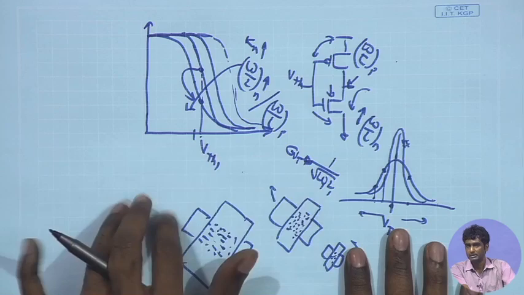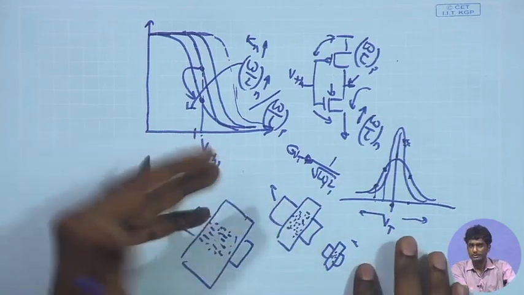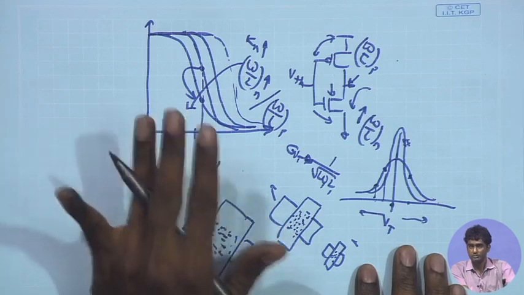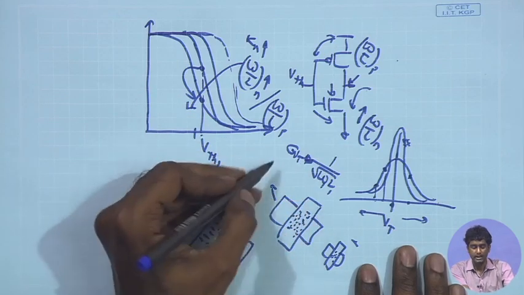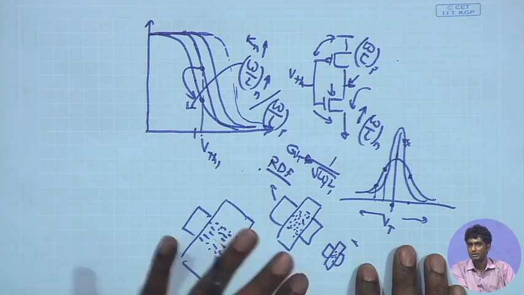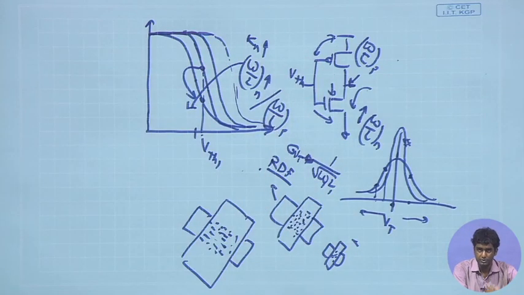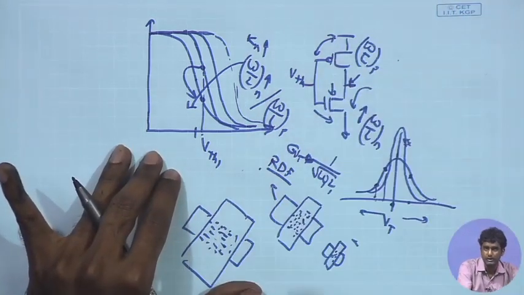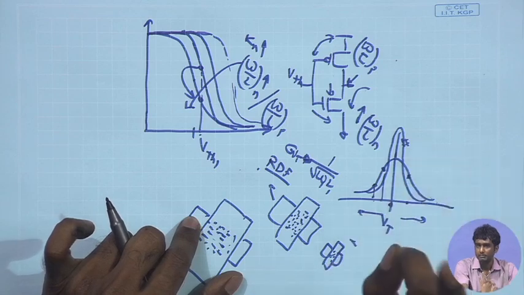This can be analytically derived also from the MOSFET threshold voltage equation. If I assume a certain dependence of the threshold voltage on the dopant, random dopant fluctuation or RDF is one of the major contributors to this threshold voltage mismatch or variation from device to device. And if I keep this information in mind from a circuit point of view, it can be very important, because if I increase the W by L of the MOSFET, the threshold voltage distribution can be relatively smaller.